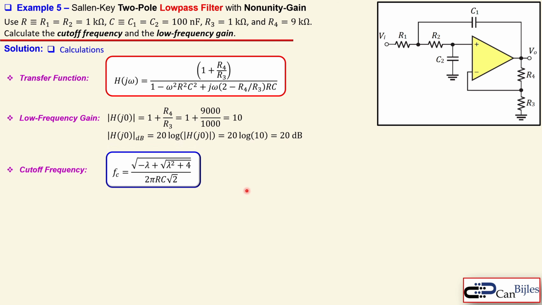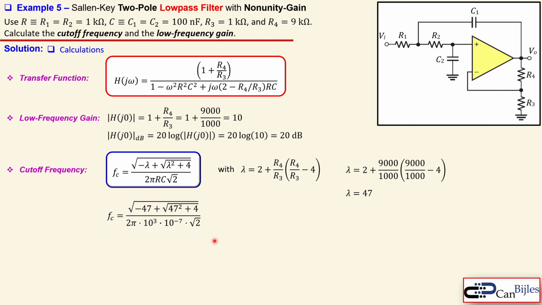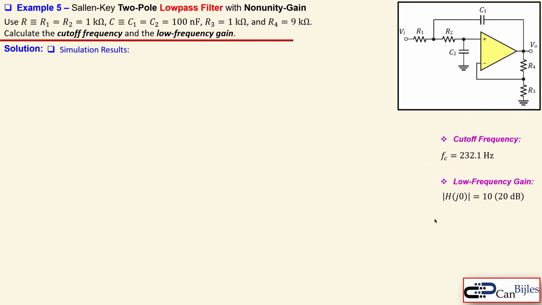Okay, now the cutoff frequency. We have discussed the cutoff frequency in great detail. The expression we have found was this, where we have the lambda, which is then given by this expression. Now, we know the R4 and we know the R3, so we can just calculate that using the values, and then it will be 47. Now, substitute that in here, and also the resistors R and the capacitors C we have given here, and that will be then here in this case 232.1 Hertz.